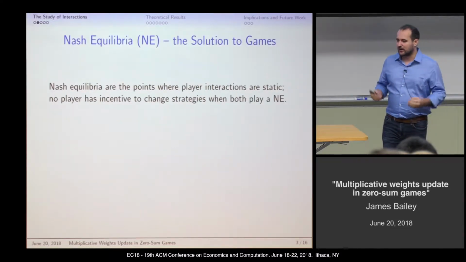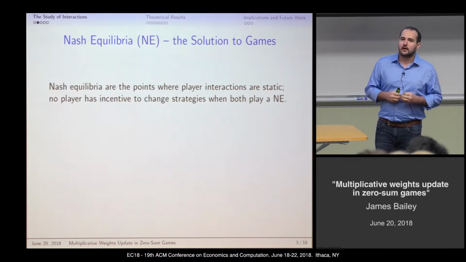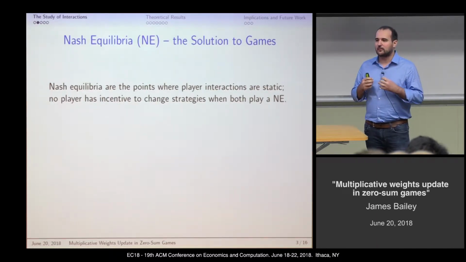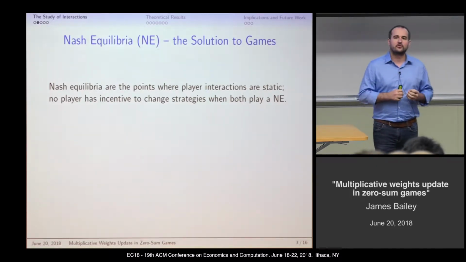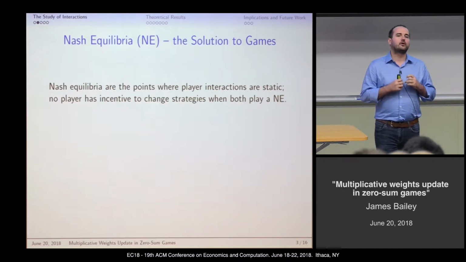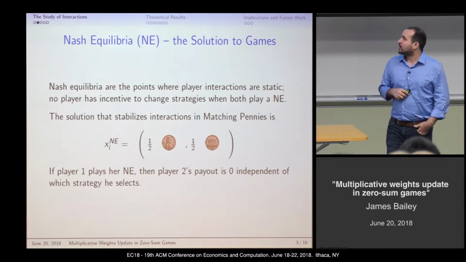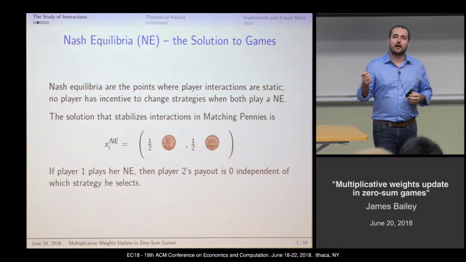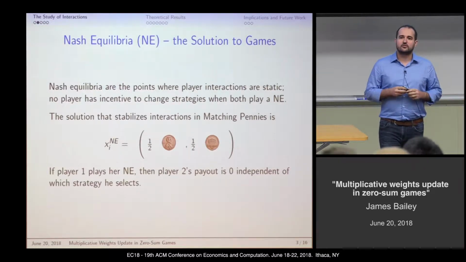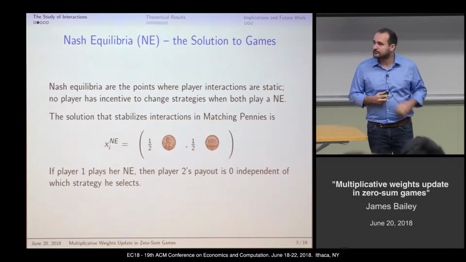The solution to this game, how we typically study games, is through Nash Equilibria. And rather than focusing on utilities, I want you to think about what they are from the perspective of player interactions. They're fixed points. They're points where players will no longer update their strategies. It's static behavior. It's stable. In the case of matching pennies, the Nash Equilibrium is, well, I'll play heads 50% of the time, tails 50% of the time, and then no matter what my opponent plays, he or she will get the same payout, and therefore they have no incentive to deviate from their strategy.